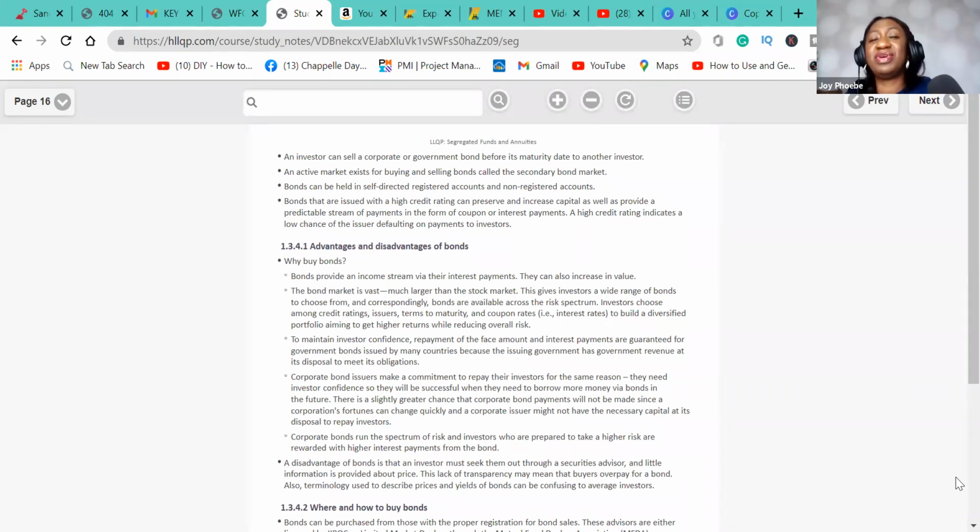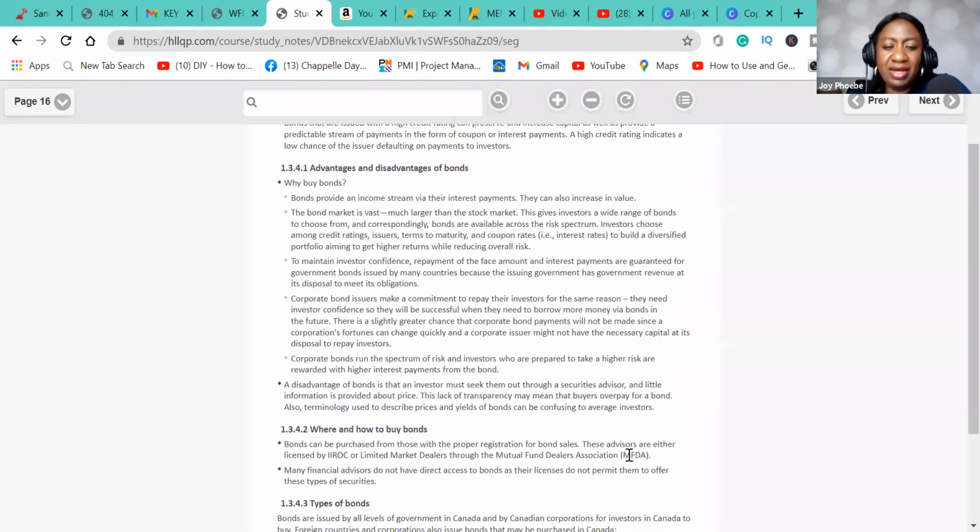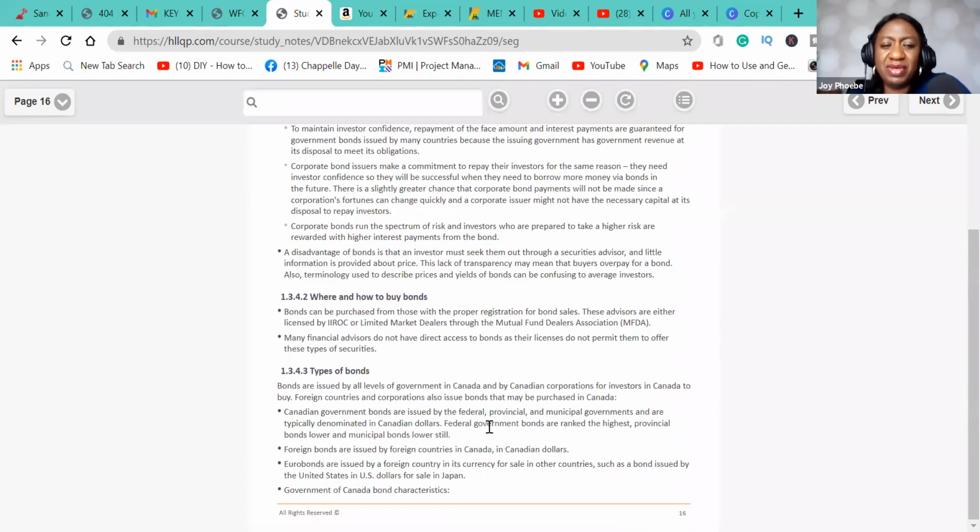After province we go to city, right? Where and how to buy bonds. Where do we buy bonds? Bonds can be purchased from those with the proper registration for bonds. You see, the thing with bonds is that just like stocks, if I'm holding bonds, I can sell them, especially if the rate is high. So you can buy bonds directly from the corporations, or directly from the government, or from individuals who have the bonds registered to their names.